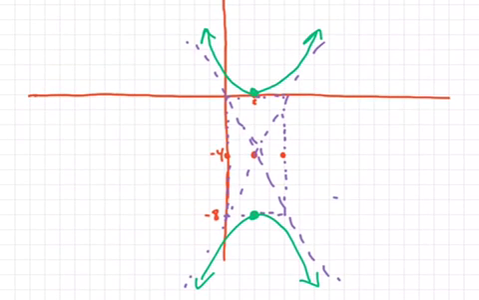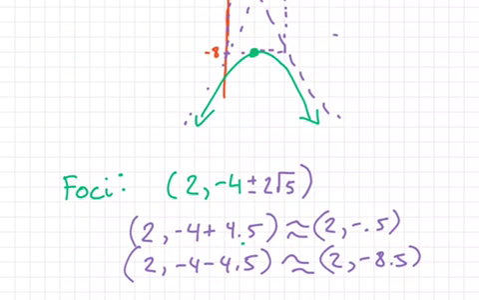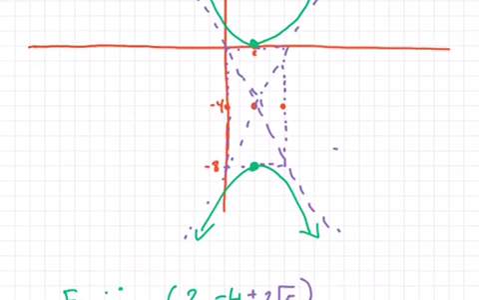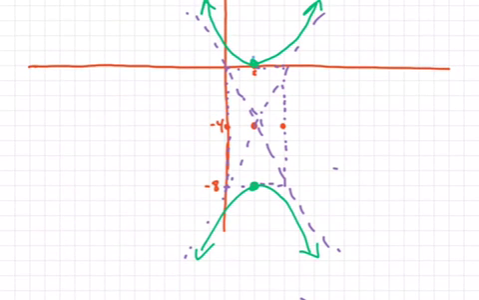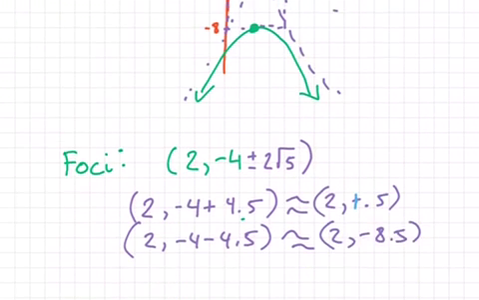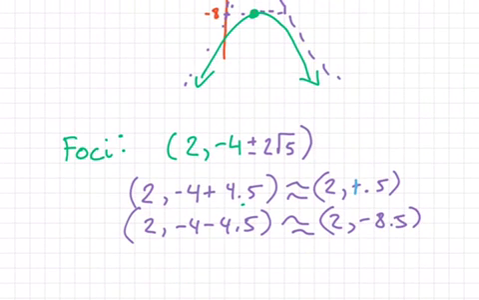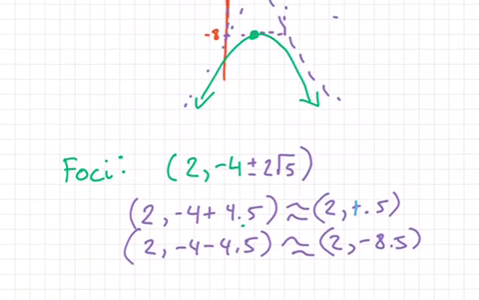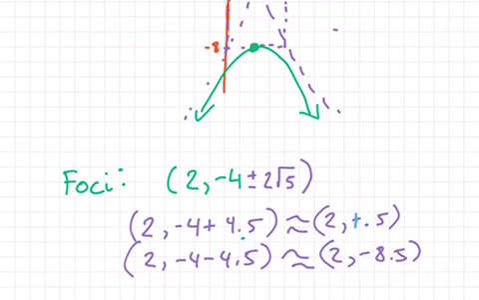Okay, so I said what? 2 comma negative 0.5. Is that right? Oh yeah. Thank you. That should be a plus. So that would be positive 0.5. How did I know that I was making a mistake? Because it has to be above the vertex. Correct. It has to be inside the hyperbola, right? So that's why I was looking. And then the other one's negative 8.5, right?